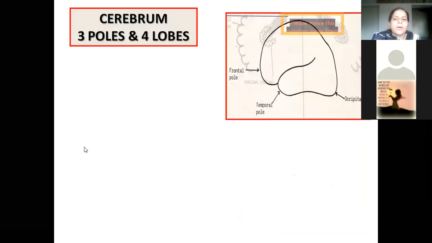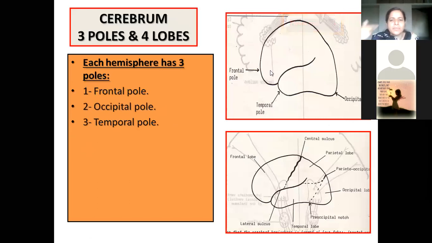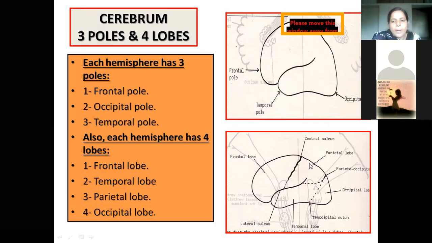Now, we have three poles. What are the three poles we have? See, the pole of the frontal lobe is the frontal pole, the most pointed area. Then behind we have the occipital pole, and then we have the temporal pole. Then also each cerebral hemisphere has four lobes. What are the four lobes we have? We have the frontal lobe, parietal lobe, occipital lobe and temporal lobe.